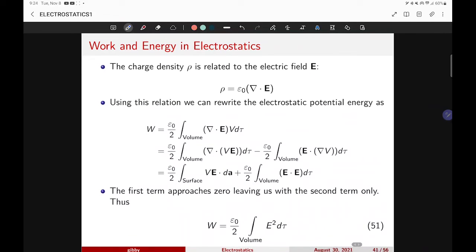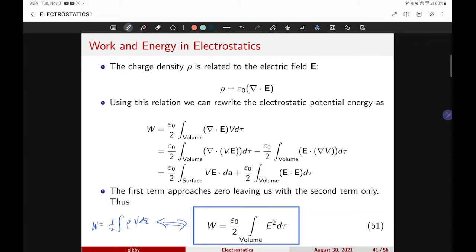So our final form of the electrostatic potential energy is given by equation 51. So this is another form of potential energy. The other form is W equals 1/2 integral of rho V d tau. They are the same, just different in form. This one makes use of the electric field on the right hand side, while the left hand side makes use of V, the potential.